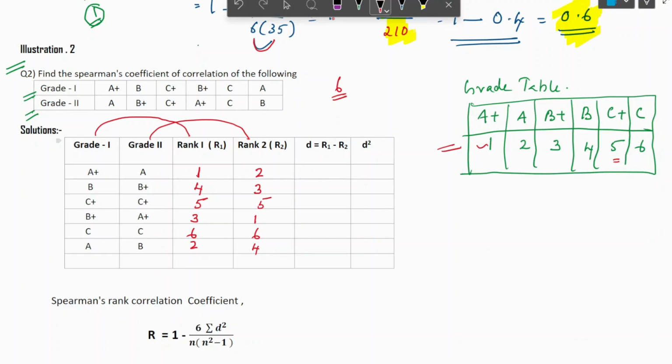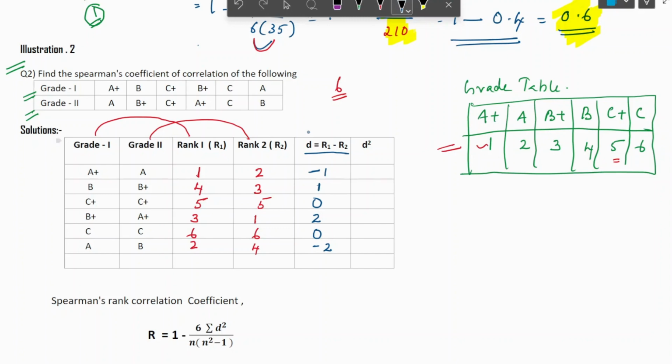Now it is the same D, that means R1 minus R2. See here, D is R1 minus R2. 1 minus 2 is minus 1. 4 minus 3 is 1. 5 minus 5 is 0. 3 minus 1 is 2. 6 minus 6 is 0. And 2 minus 4 is minus 2. See here what we have done. The grade we first changed to rank format, that is rank 1 and rank 2. Then D, that is R1 minus R2, we have calculated.